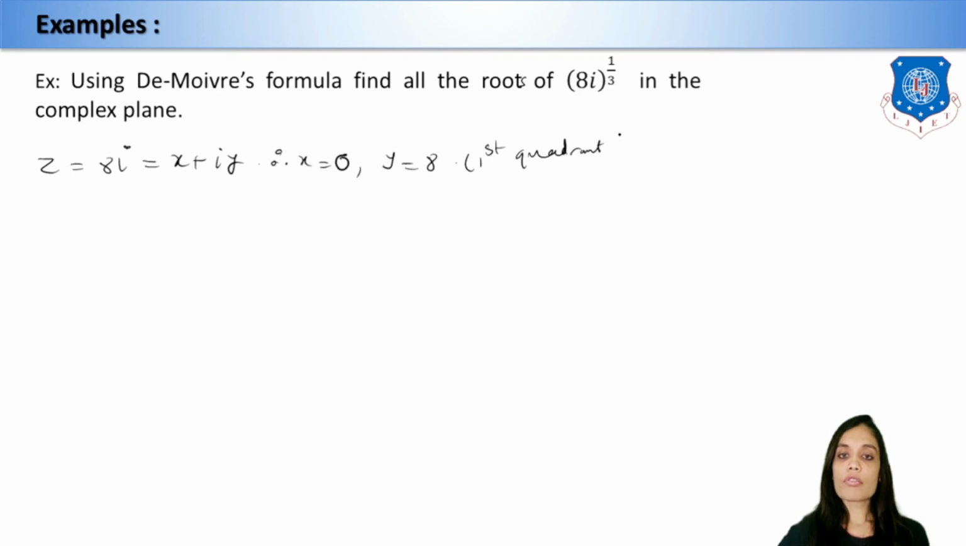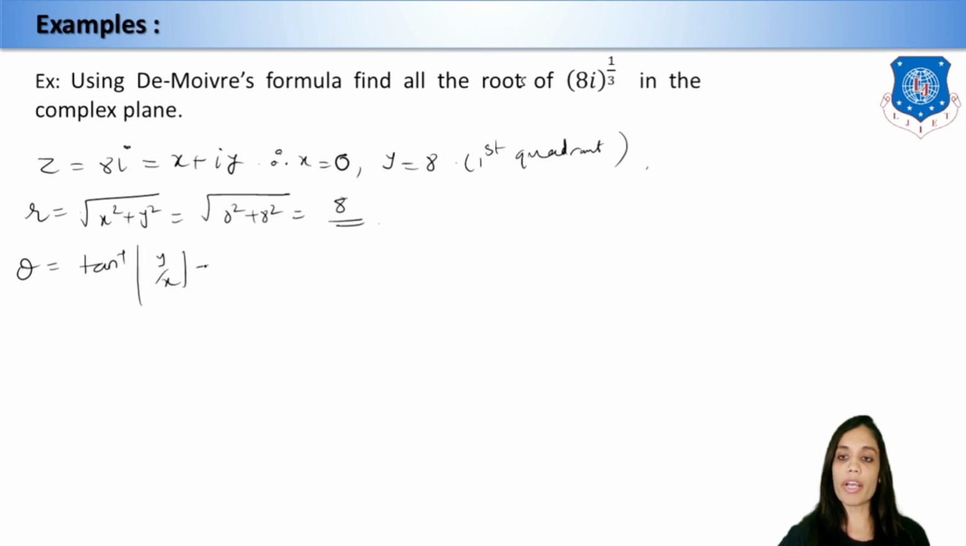Fine. So now let us obtain the value of r. So formula is square root x square plus y square. So square root of 0 square plus 8 square. So the value of r will be 8. And it lies in the first quadrant. So formula of theta is tan inverse mod y by x. So tan inverse we will get infinity, and so value will be pi by 2.